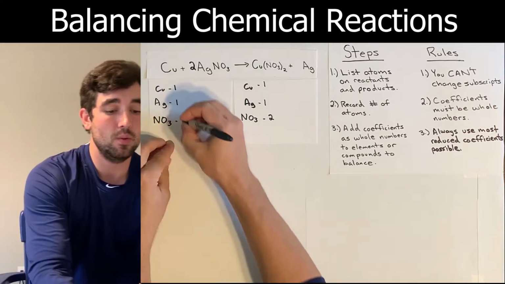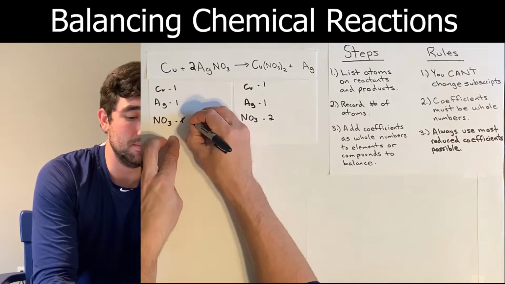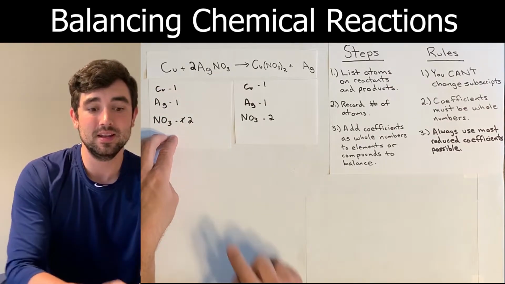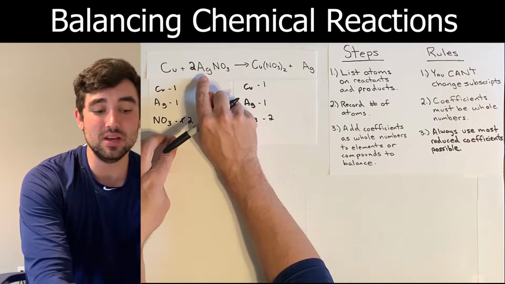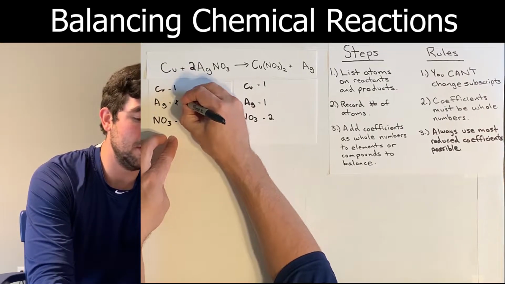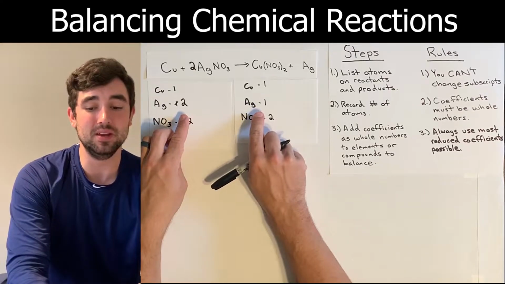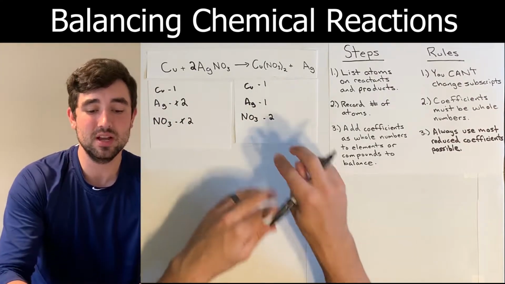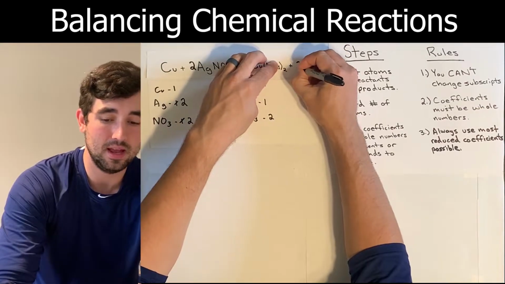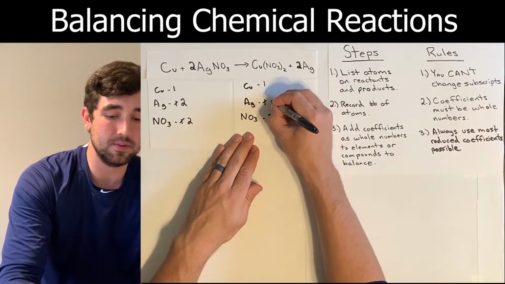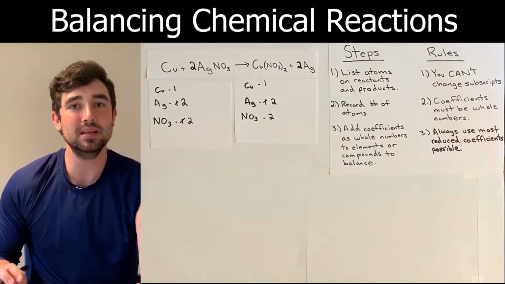So now we have fixed our nitrate problem. Now we have 2 nitrates, but because there's a 2 in front of the Ag, we also now have 2 silvers. That created a problem here, so we have to take another coefficient to fix that problem and add a 2 in front of the silver on the products. Now, I am completely balanced.